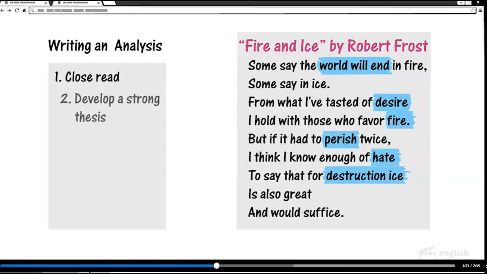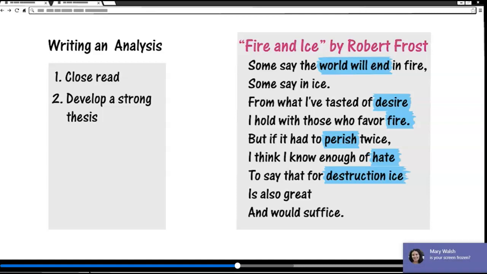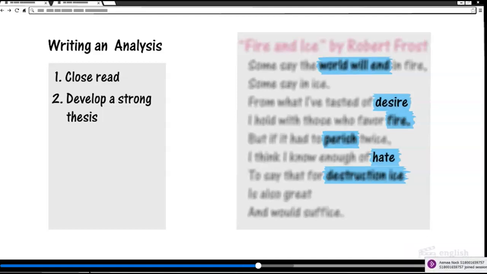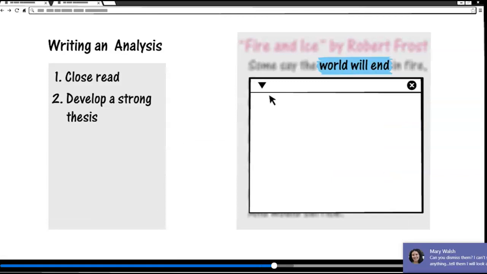Next, I need to develop a strong thesis. The thesis is the main point I'm going to make in my analysis. Looking at the words I highlighted in the poem, I realize that some words are about destruction, and some are about emotions. Maybe he's saying that strong emotions like desire and hate are harmful. And just like that, I found my thesis.